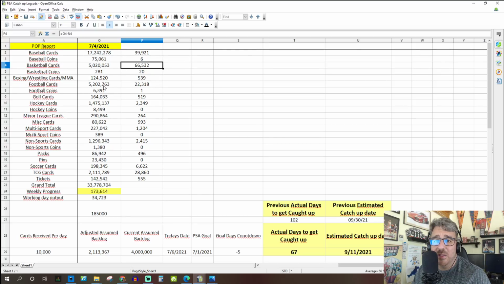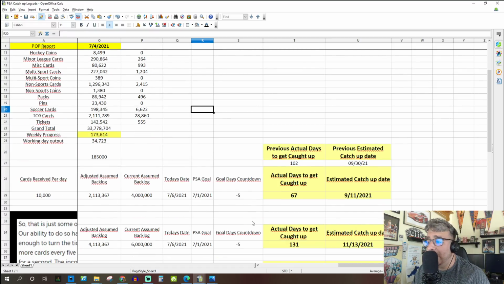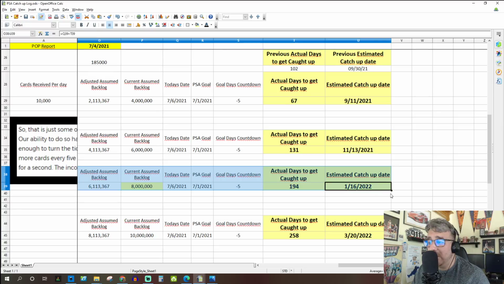Basketball is the big one, and then you got football, and then TCG is the next biggest one. It seems like they're really just hitting their stride, and the estimated catch-up dates are still out in the future, with this one probably being the most likely scenario: January of next year before they're fully caught up.